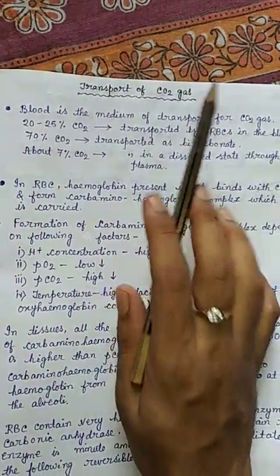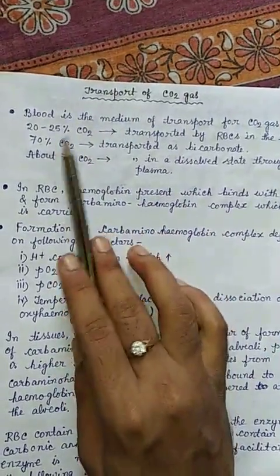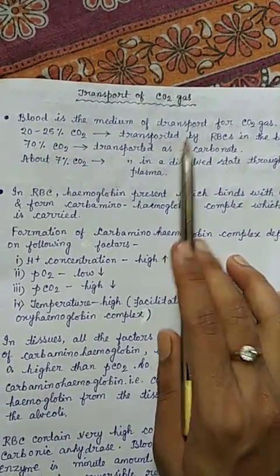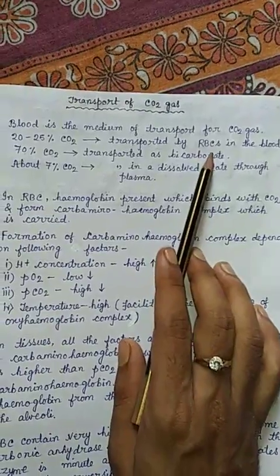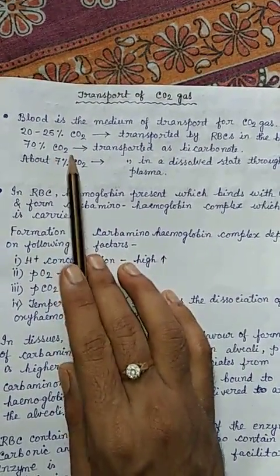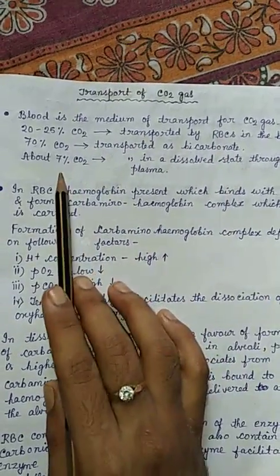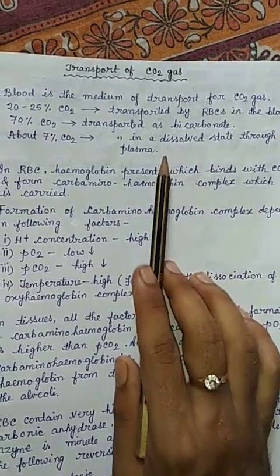Now today we will start transport of carbon dioxide gas. Like oxygen, similarly here also blood is the transport medium, but 20 to 25% carbon dioxide is transported by RBC, same as the oxygen. 70% carbon dioxide is transported as bicarbonate formation, and rest CO2 is transported in a dissolved state through the plasma.